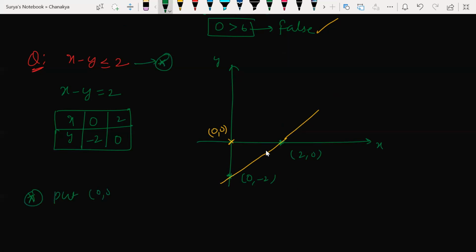Put 0, 0 in star. So 0 minus 0 less than or equal to 2. 0 less than or equal to 2, true or not? True statement. So the solution is going to lie on the origin side.